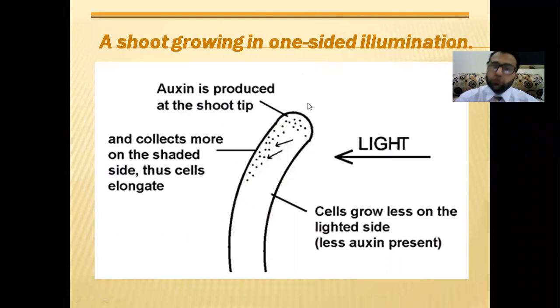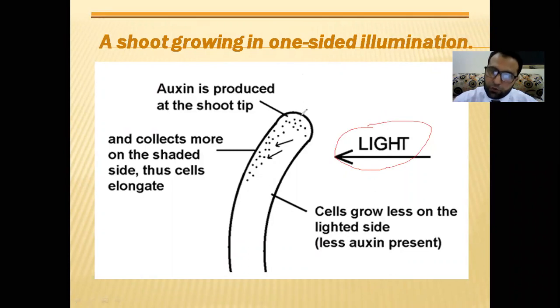Now, a shoot growing with one-sided illumination. For example, the light is coming from one side. So what will happen? Auxin is produced in the tip of the shoot. That auxin will accumulate on the opposite side. It will collect more on the shaded side.